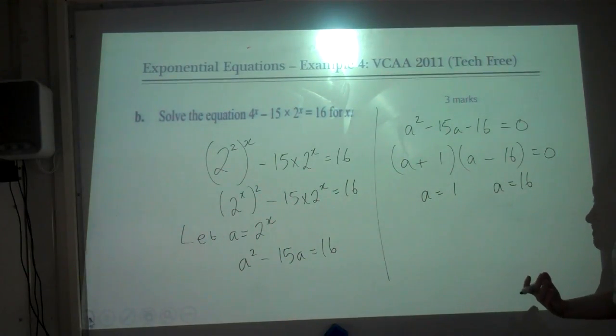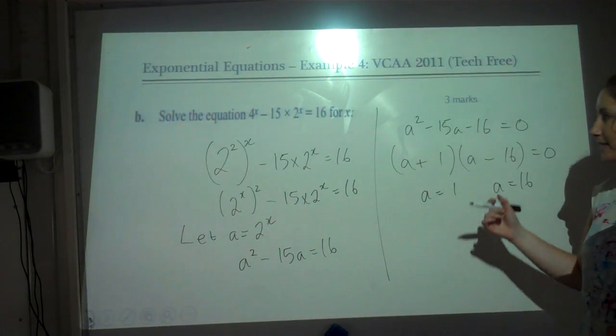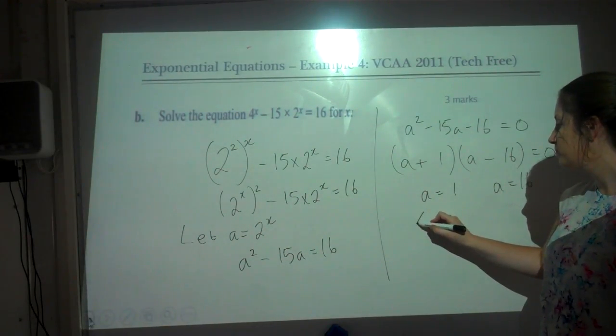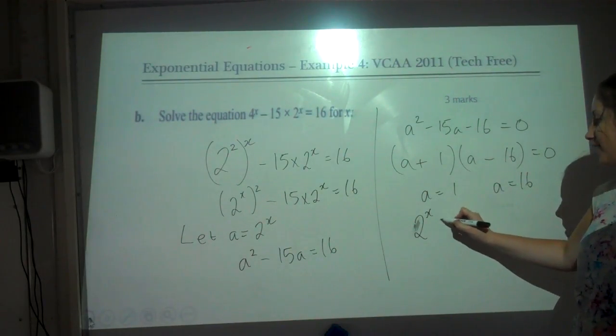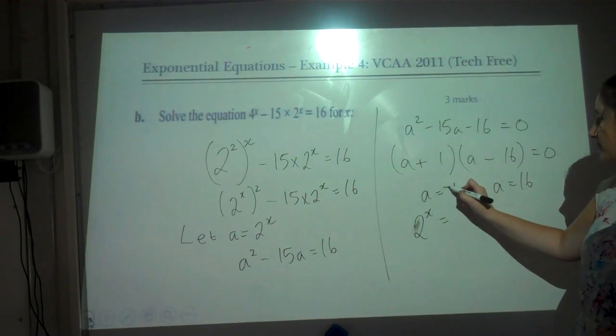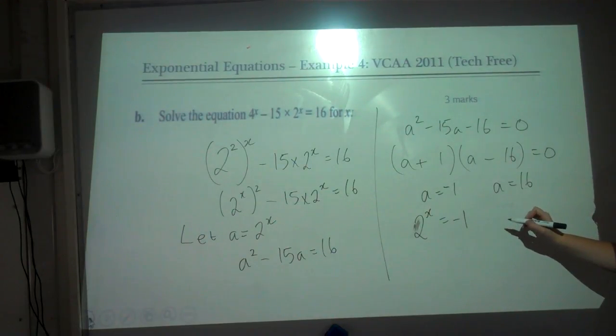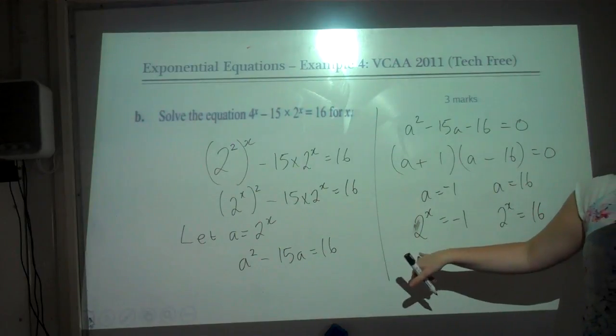Once again, the question isn't asking me to find the value of a, it wants me to find the value of x. So I need to substitute into this. What is a? Our value of a was 2 to the power of x. So 2 to the power of x equals negative 1, or 2 to the power of x equals 16. Now let's think about this.